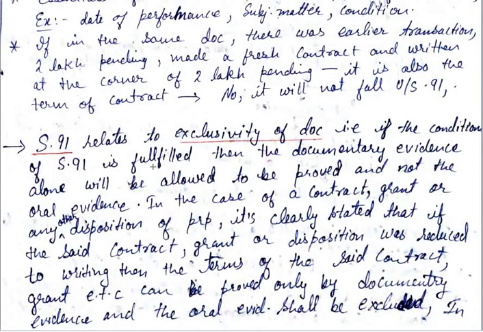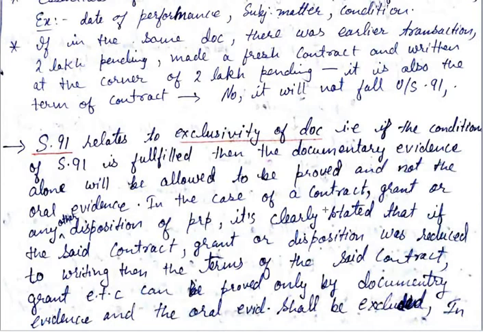So write down on the first part: Section 91 relates to exclusivity of documents. That is, if the conditions of section 91 are fulfilled, then the documentary evidence alone will be allowed to be proved and not the oral evidence.